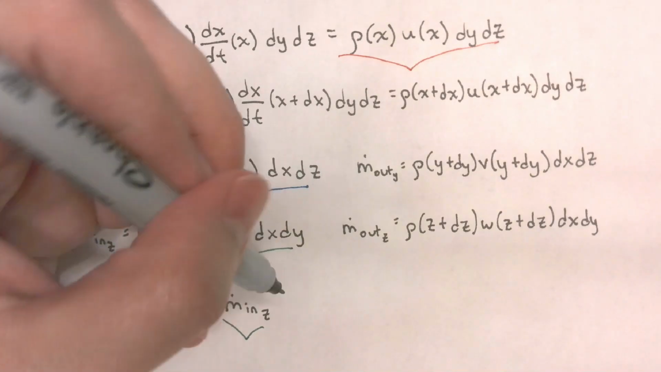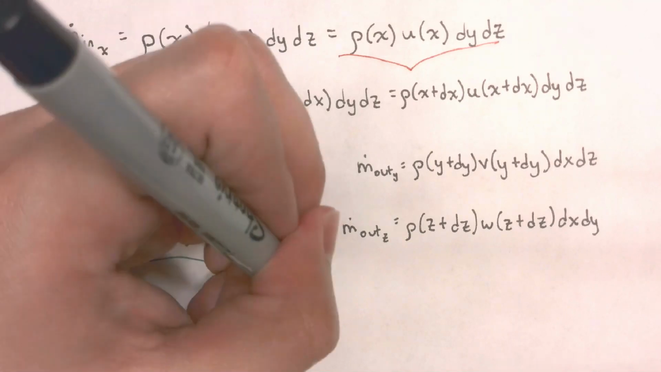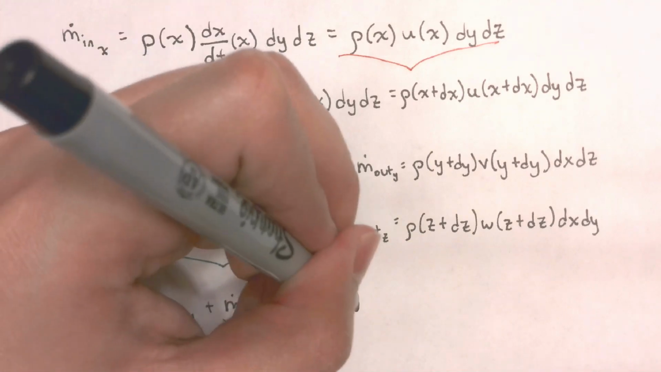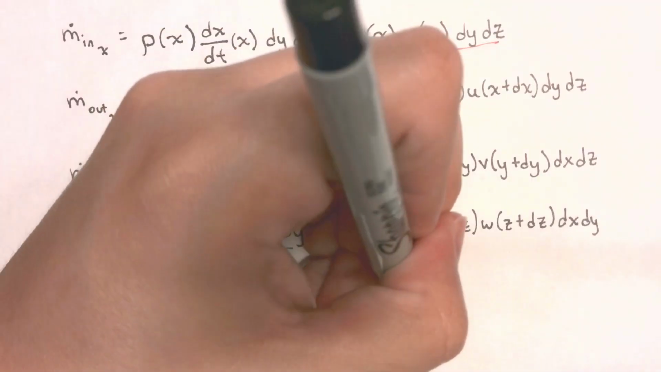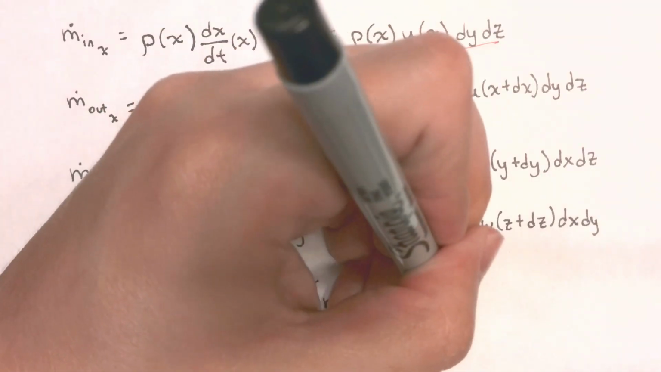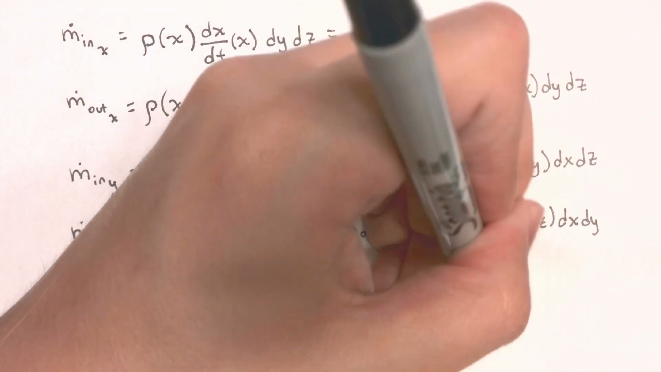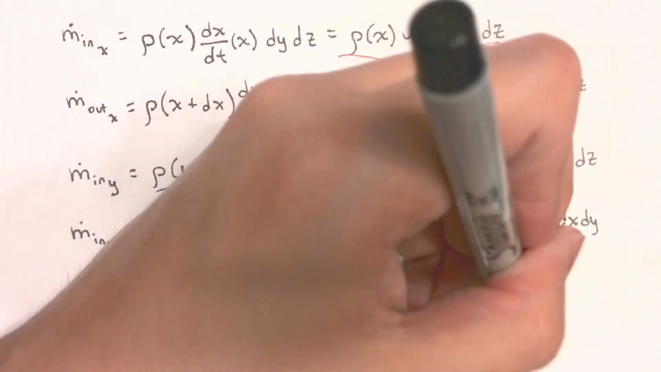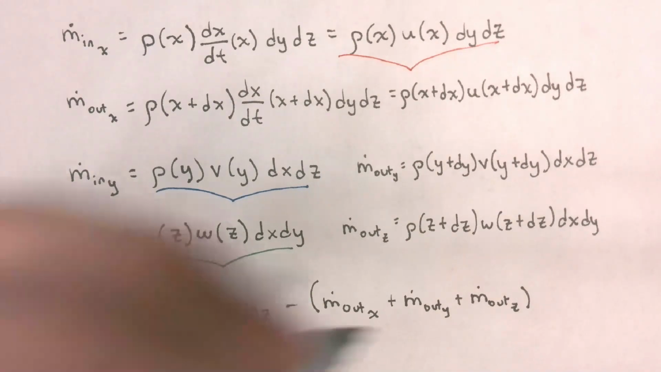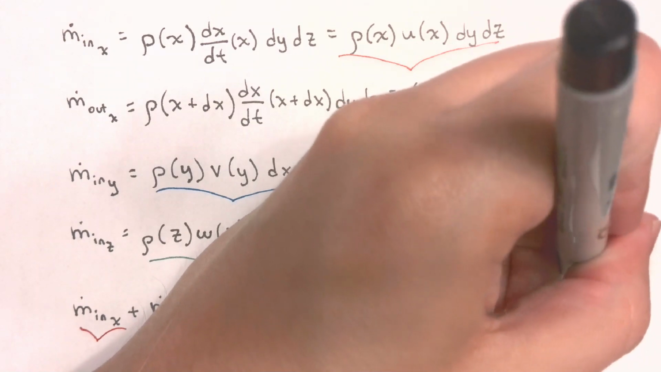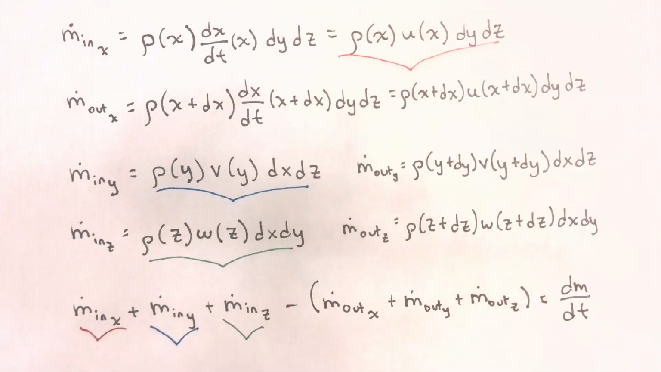To this, we will subtract the x component of the mass flux leaving the control volume, the y component of the mass flux leaving the control volume, and the z component of the mass flux leaving the control volume. And following the conservation of mass, this should be equal to the rate of change of mass in my system.